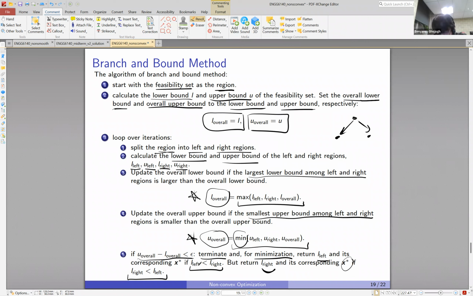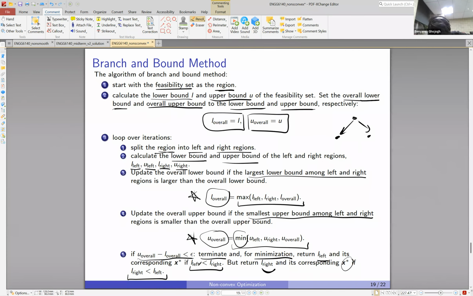That's the thing. For maximization, do the reverse. We should return, for maximization, the comparison should be the other way around. So if L left is larger than L right, then you need to return L left and its corresponding X star. Okay, that's the thing.